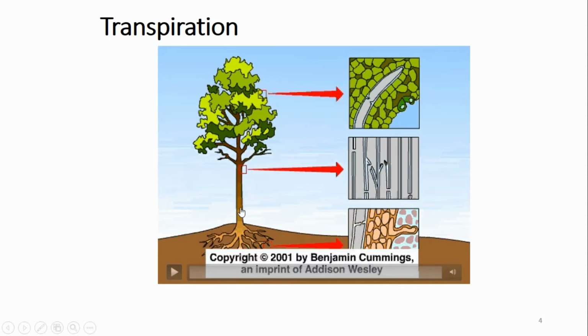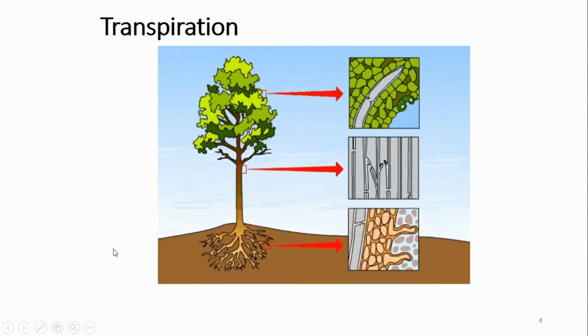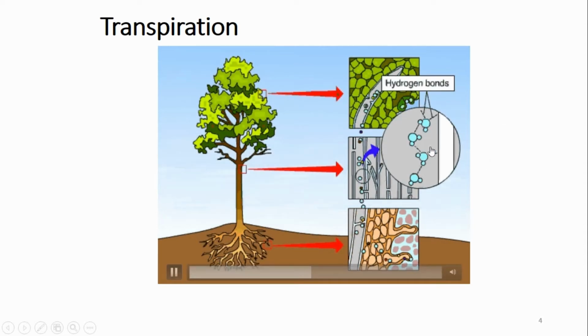You have the tree. I like this animation. Water enters through the root and is pushed up to the stem and out through the leaves. As the leaves release the water through evaporation, transpiration, it forces the rest of the water to come up through hydrogen bonding. Hydrogen bonding is the attractive force between the water molecules.